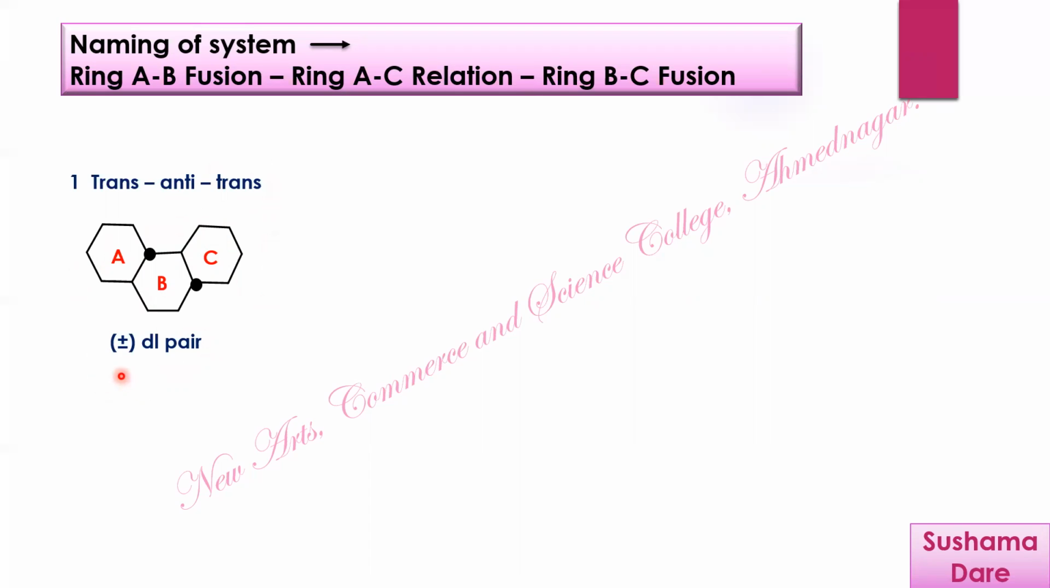This exists in a plus minus DL pair. So this is the first stereoisomer, named trans-anti-trans. The second stereoisomer is cis-anti-trans.